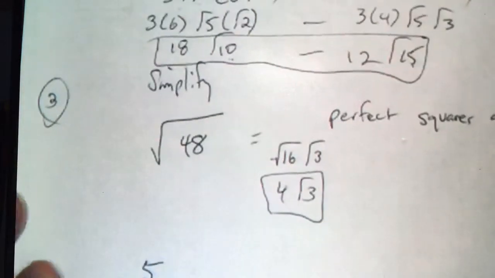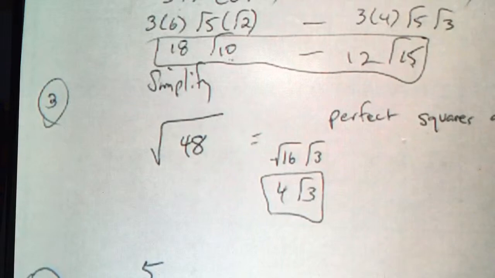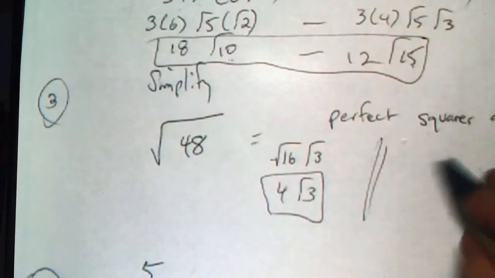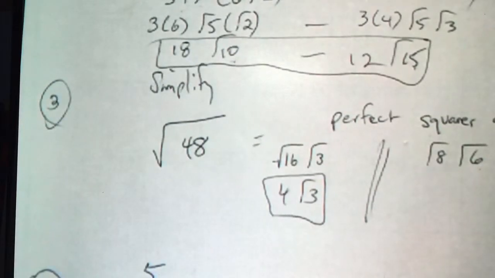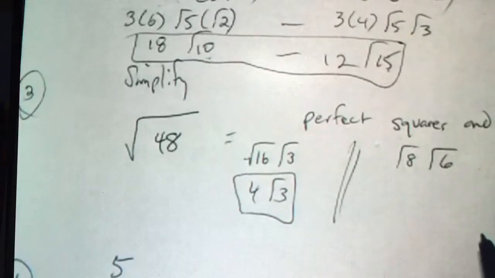That was easy. That's the express route. But some people may not realize that, and they may go, okay, well, I know that's 8 times 6, so I'm going to go root 8 times root 6. And then you're going to wonder what to do. Well, again, I'm looking for perfect squares and doubles. That's what I'm looking for.